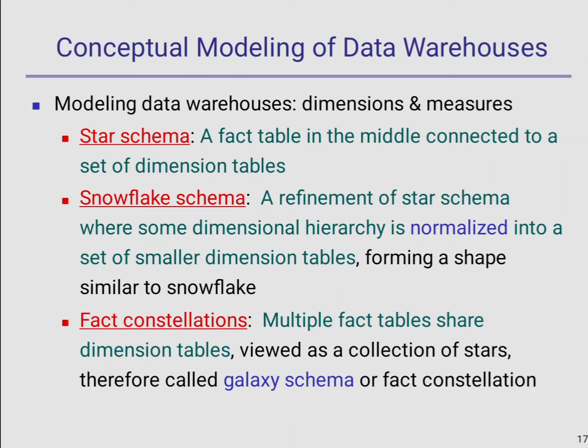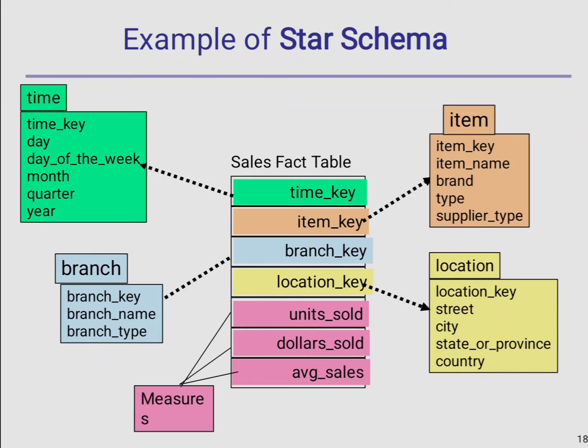schemas of a multi-dimensional data model. What are the 3 schemas for multi-dimensional data model? Star schema, snowflake schema, and fact constellation. Very easy to understand. When we see the figure, we can really easily understand.